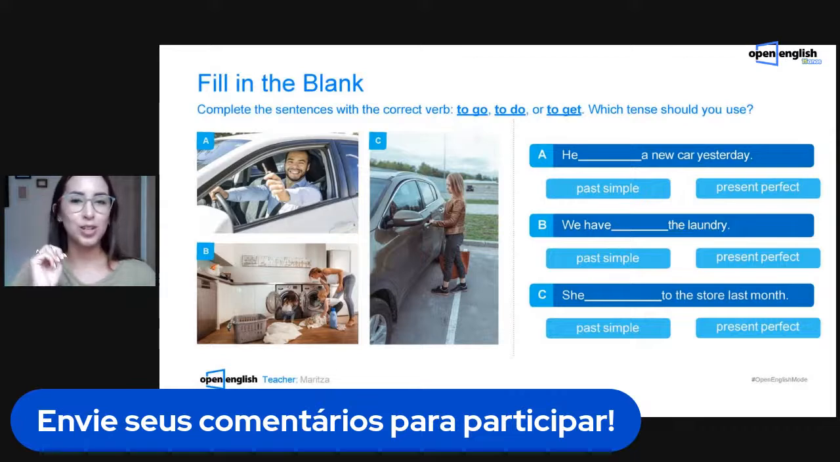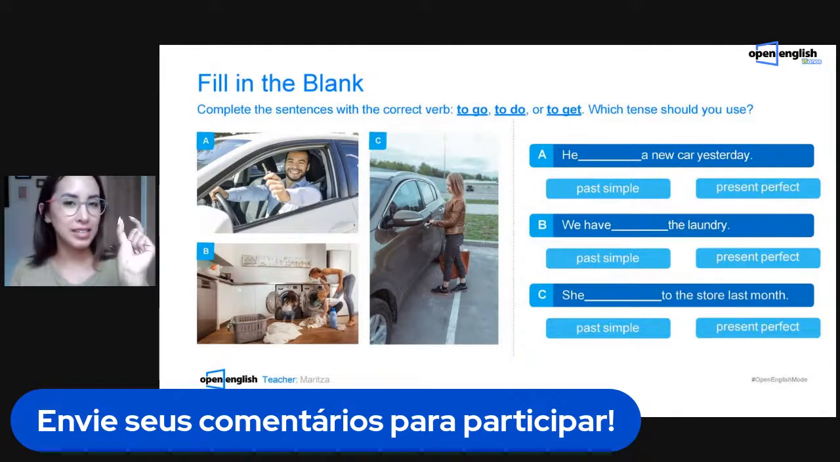All right, number two. We have blank the laundry. What do we say, to go, to do, or to get? Let me know. You guys are quite shy today, but that's okay. It's all in English. Might be a little tricky, but we have blank the laundry.